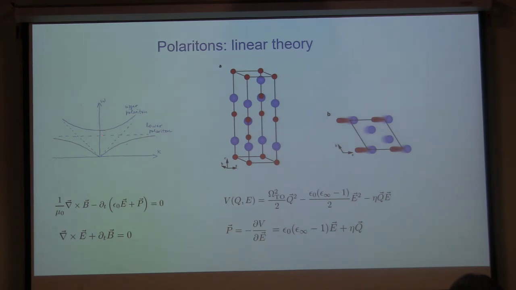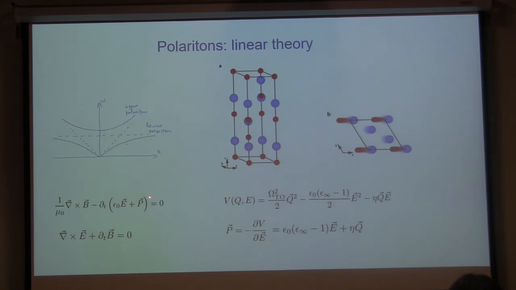So if we just had linear theory, then the way to describe this hybridization would be as follows. We would again have to solve Maxwell equations. You see, it's again Maxwell equations, but now instead of current, we just use the time derivative of polarization.